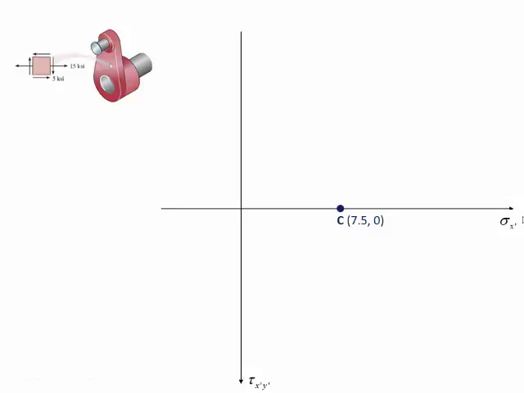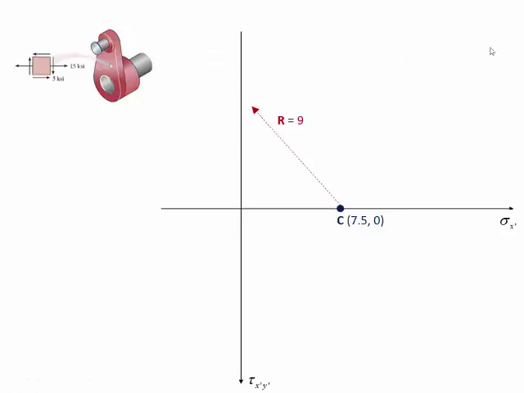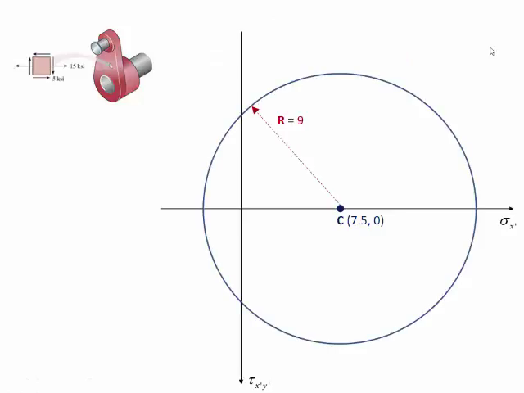The next thing we are going to calculate is the radius of the circle, which is given by this equation here. Again, sigma x is 15, sigma y is 0, and tau xy is minus 5, but in this case, because it's squared, the negative sign does not matter. We end up with a radius of 9 kilopounds per square inch. So we have the radius equal to 9, and now we can draw the circle.